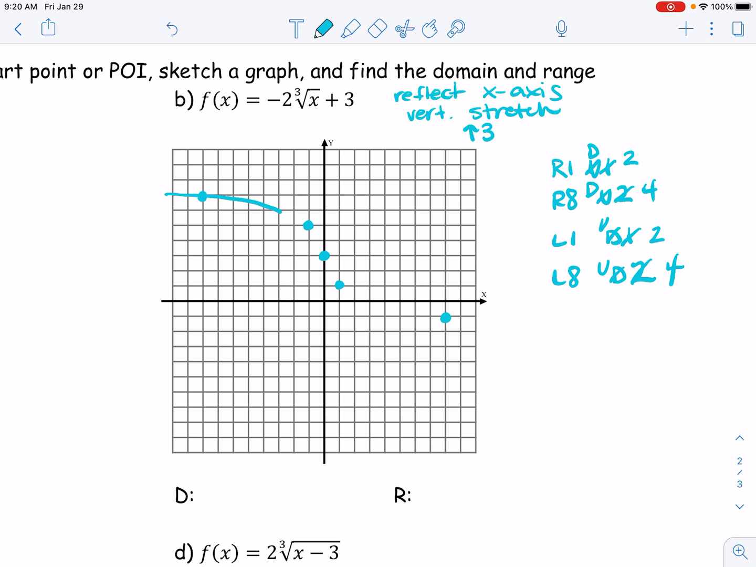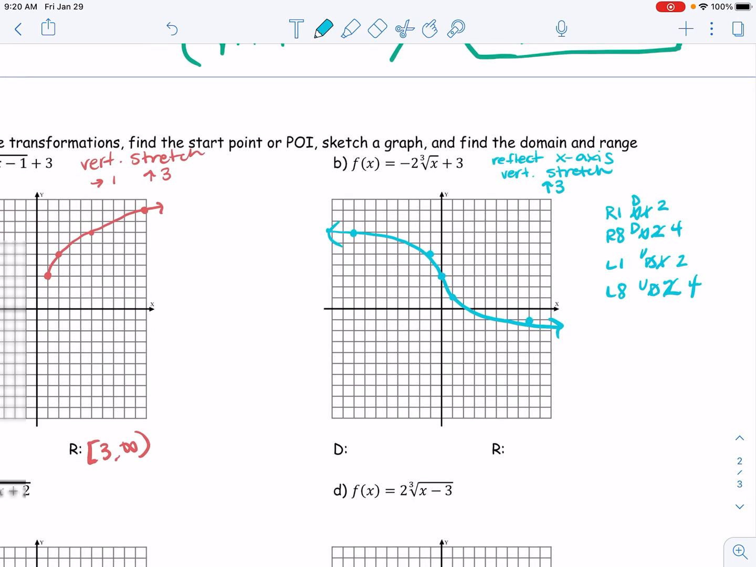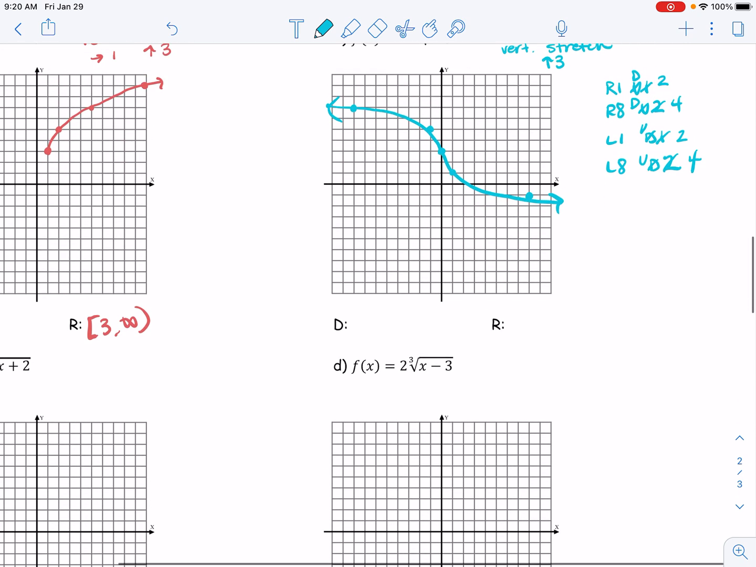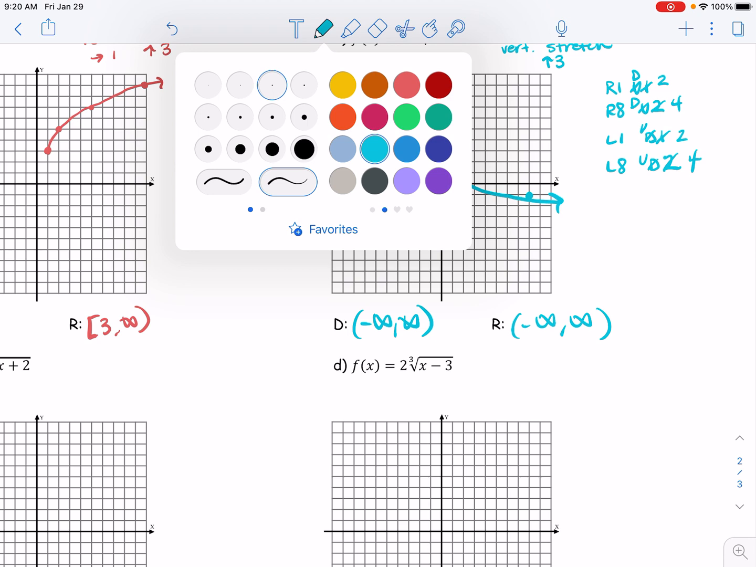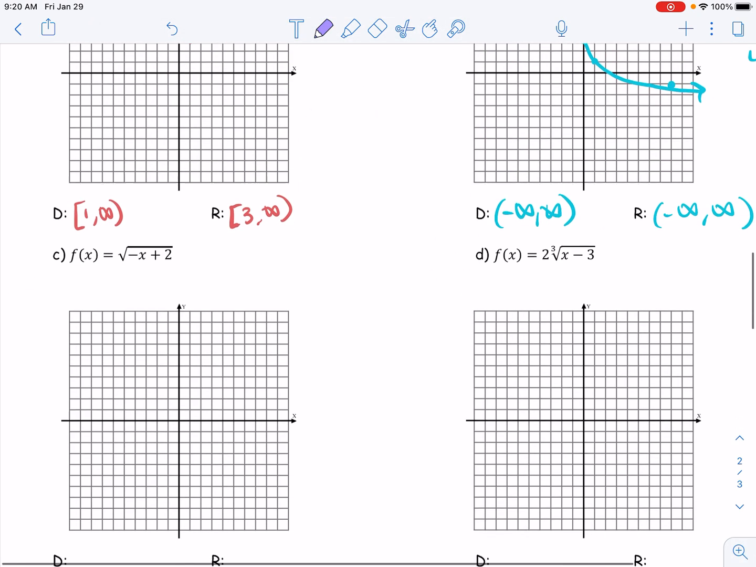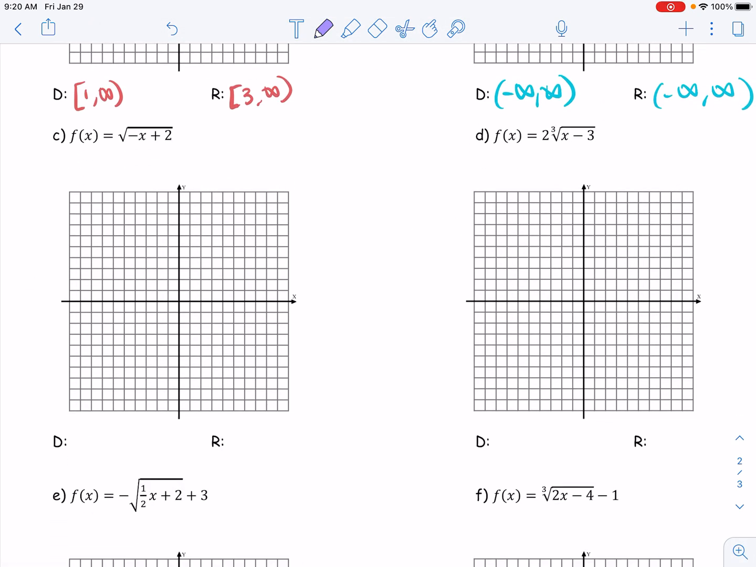And so now I can see that that cubic parent function has been flipped and has been vertically stretched. Domain is still negative infinity to positive infinity. Range is still negative infinity to positive infinity. Really, you should be able to stop the video right now and do some on your own. I'm going to keep going though.